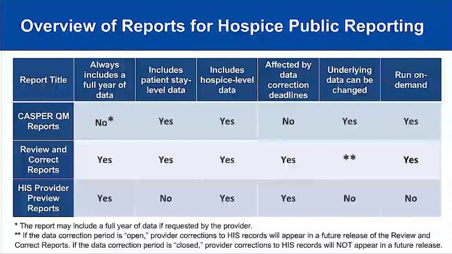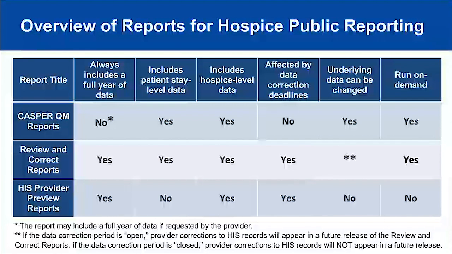This is an overview slide looking at the differences between three different report types: the CASPER Quality Measure Reports, the Review and Correct Reports, and the HIS Provider Preview Reports. So I'm just going to go per report through this list and talk a little bit about each one. The CASPER Quality Measure Reports, do they always include a full year of data? For the CASPER QM reports, the answer is no.